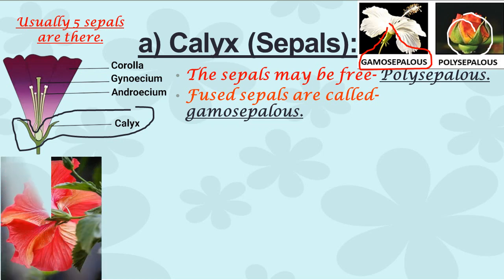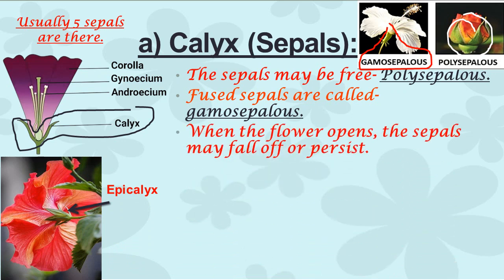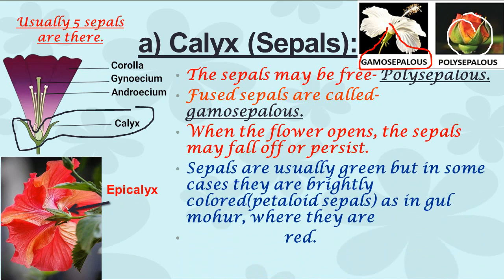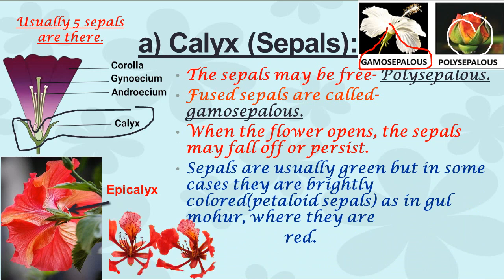Sometimes in hibiscus there may be a second series of sepals, called episepals, and collectively they are called the epicalyx. When the flower opens, the sepals may fall off or persist. Sepals are usually green, but in some cases they are brightly colored, called petaloid sepals, as in gulmohar, where the calyx is red. The sepals protect the young flower bud, and when green, they also perform photosynthesis. So this is all about the calyx.